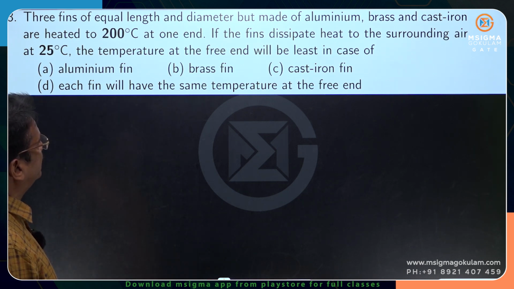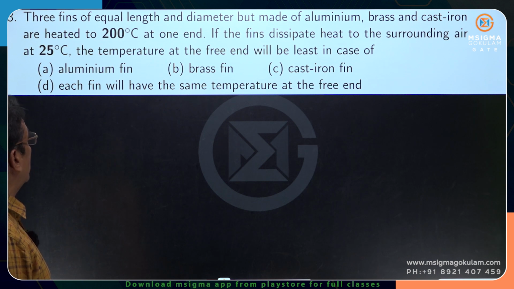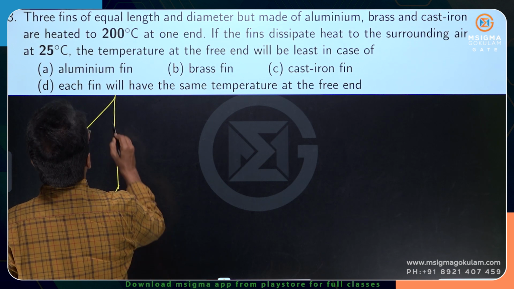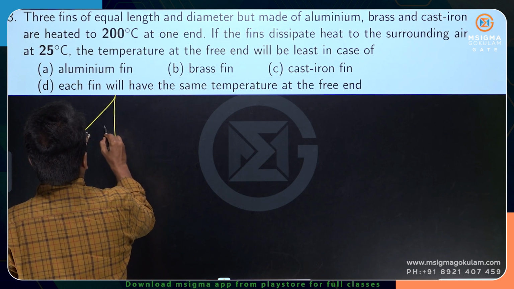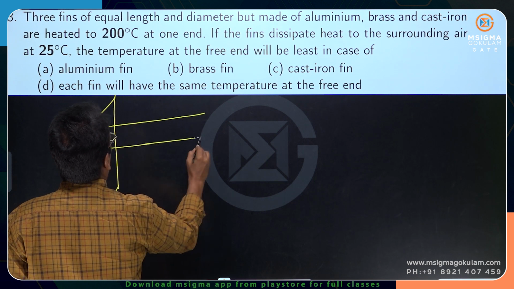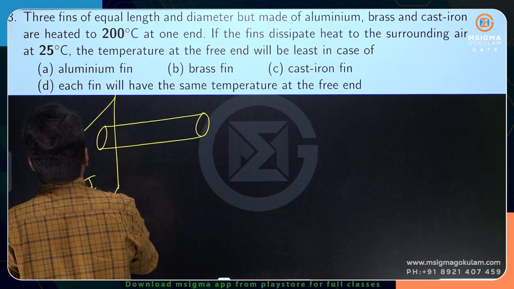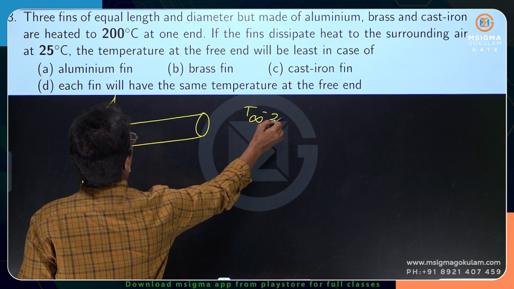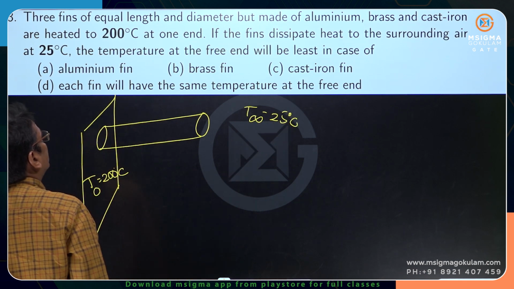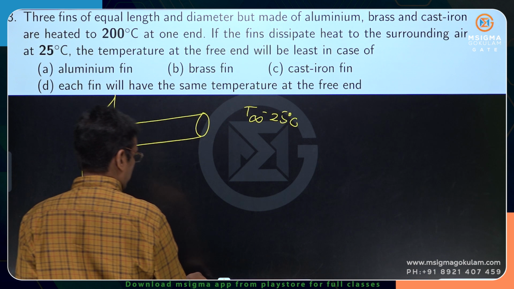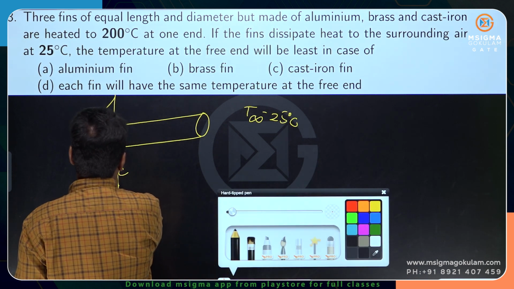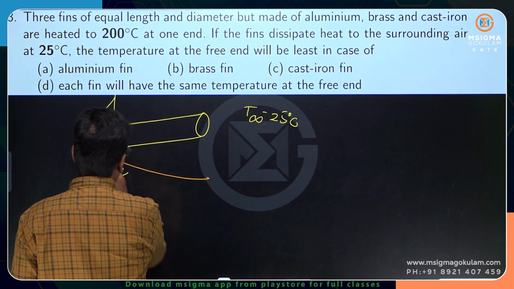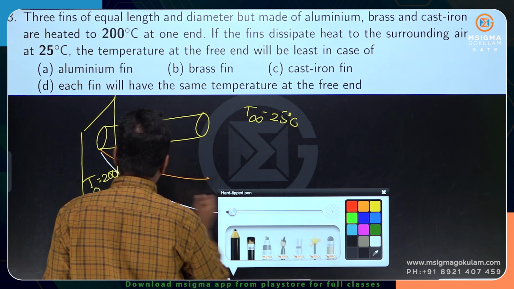Three fins of equal length and diameter made up of aluminum, brass and cast iron. There are 3 fins of the same length. At one end, T naught is 200 degrees Celsius, ambient is 25 degrees Celsius. You know that in all the 3 cases, the temperature will drop at the free end. For one material it may drop like this, another material may drop like this, and another like this.